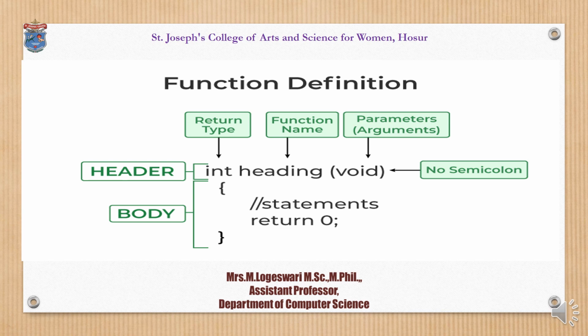Function definition example here: int heading(void). Int means the return type, heading is the function name, and void is the parameter argument. No need for a semicolon in the definition part. So int heading(void) is a header. After that you give the open brace, and after that you can give more statements in the block. At the end of the statements you give the close brace. This section is called the body section.